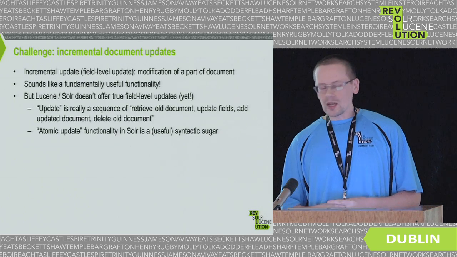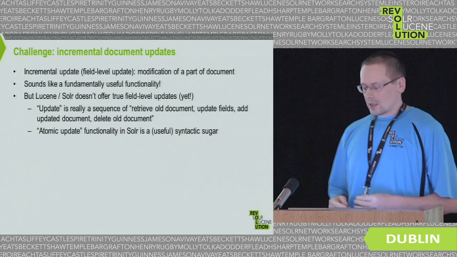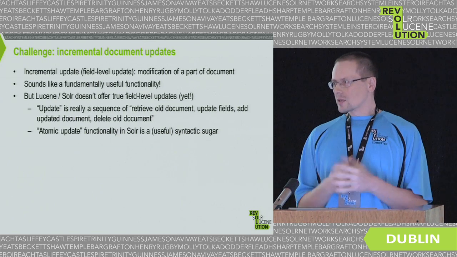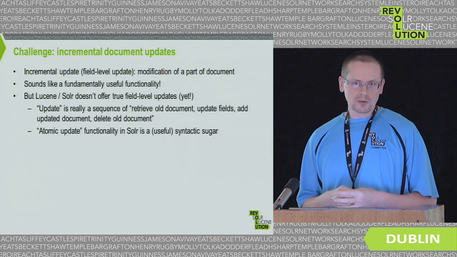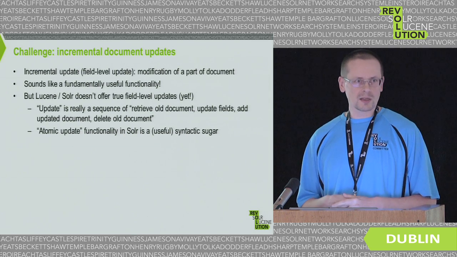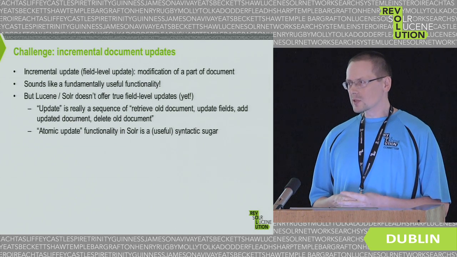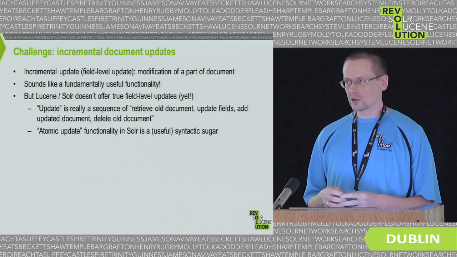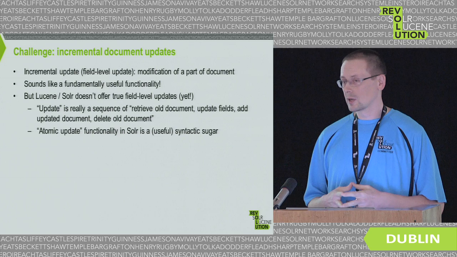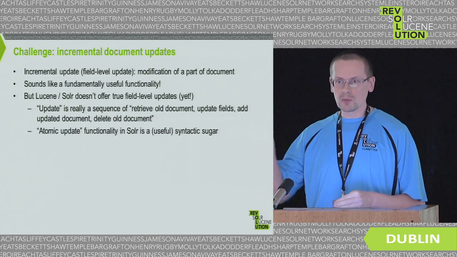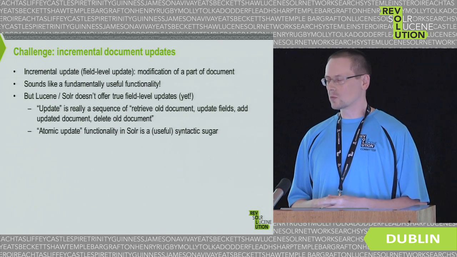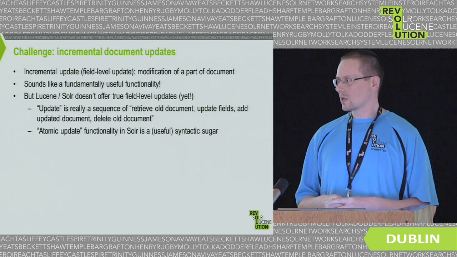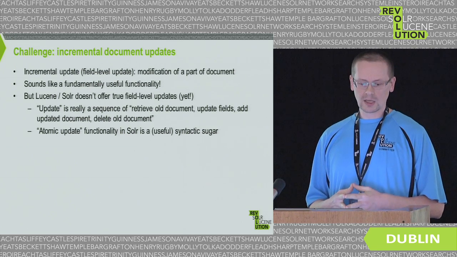So what is the challenge? In many applications, especially for people who are familiar with SQL databases, you would like to say, okay, update this field in that document, and to do it for like 1 million documents, because you just need to flip a Boolean flag in all of these documents. This should be easy, right? And it's a pretty useful functionality, isn't it?